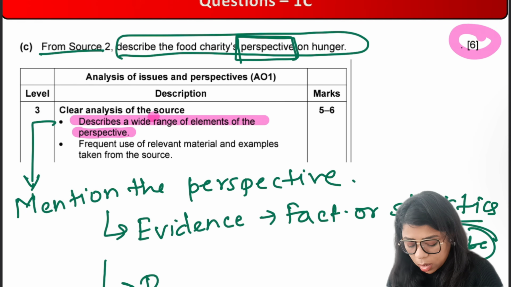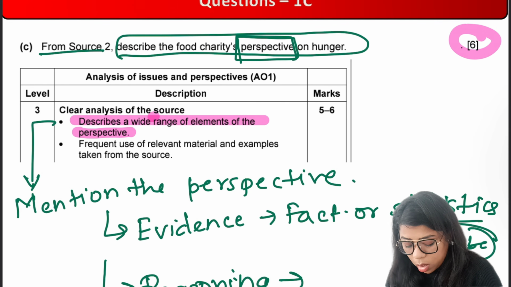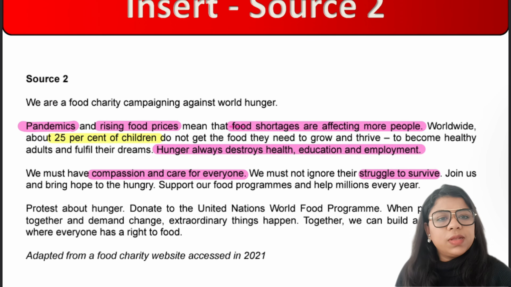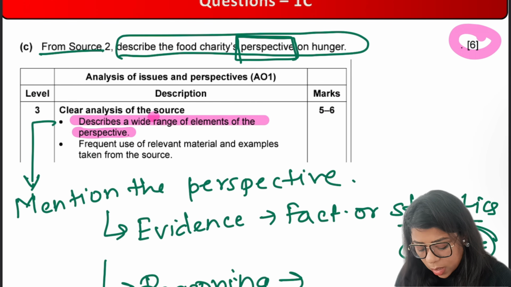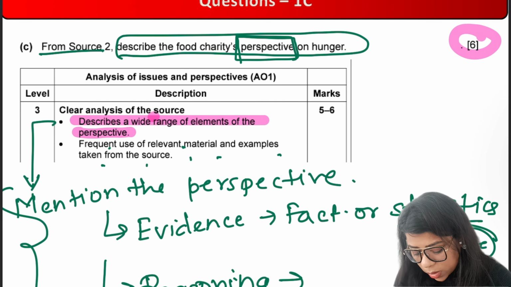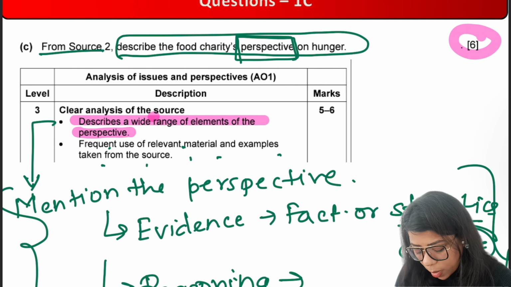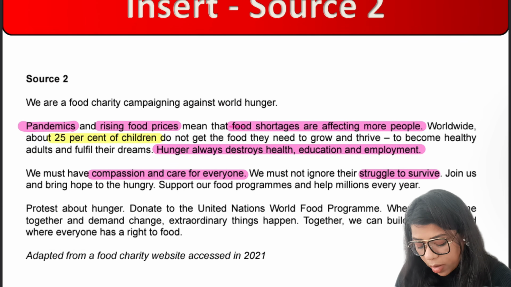And reasoning, what reasoning they have given to support the perspective. So you can see reasoning over here. They have given some reasoning to support the perspective. That is what you're going to talk about. Frequent use of relevant material and examples taken from the source. So of course, when you answer using this, you are going to write a perfect answer. You have to talk about the sentence and the reasoning given by them.